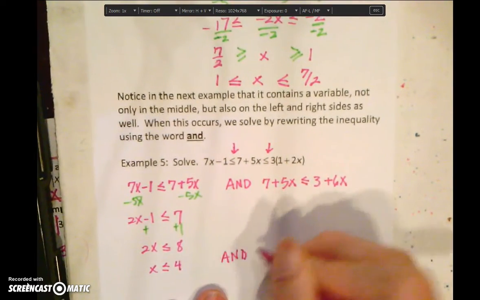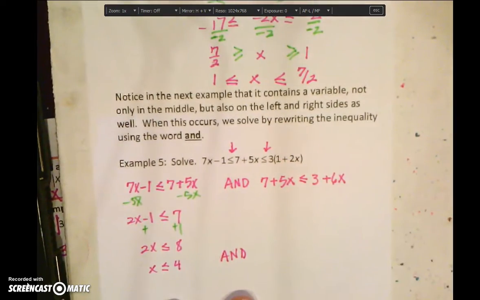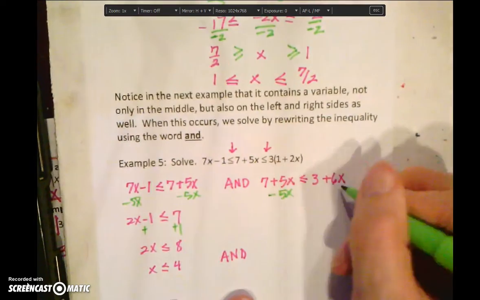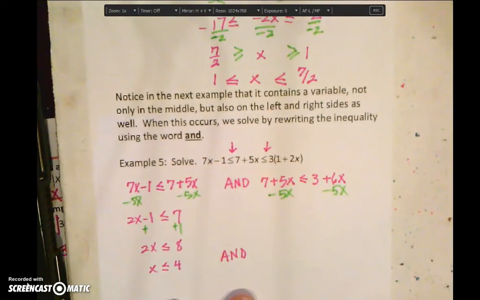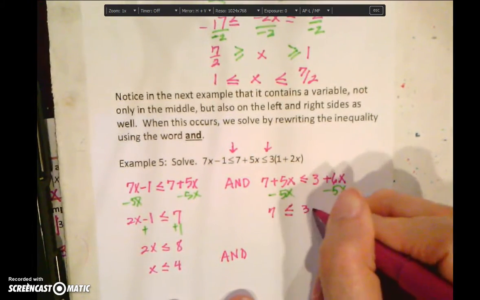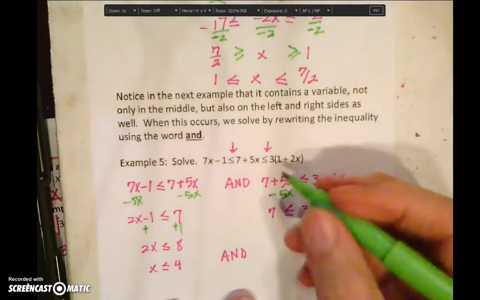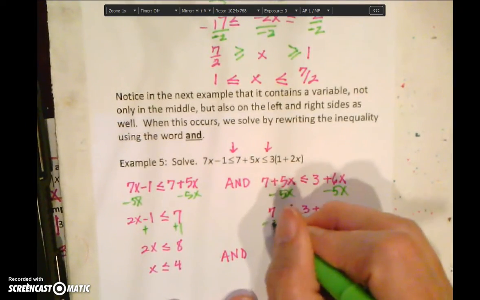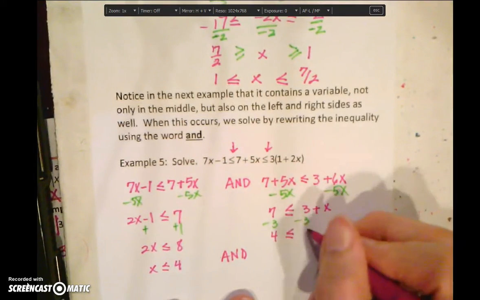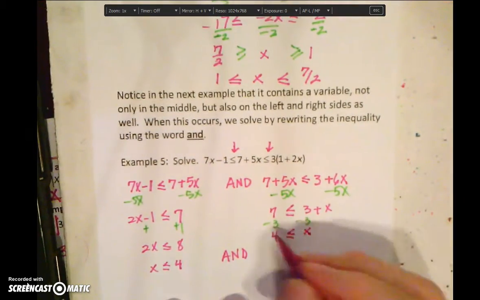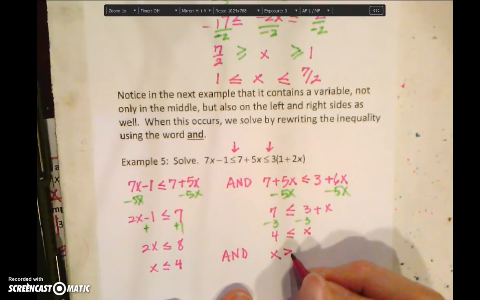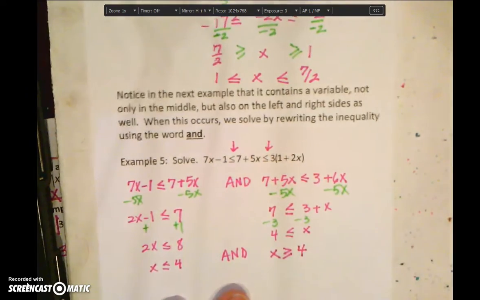And also true, come back up here, and this time let's subtract 5x here from both sides, so that I'm left with 7 is less than or equal to 3 + x, and then subtract your 3, and you get that 4 is less than or equal to x. So I'm going to turn that around and put the x on the right side, so I'll get that x is greater than or equal to 4.